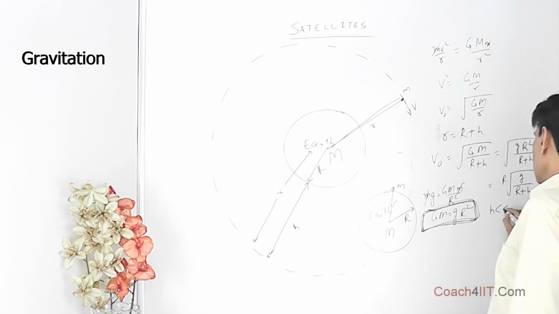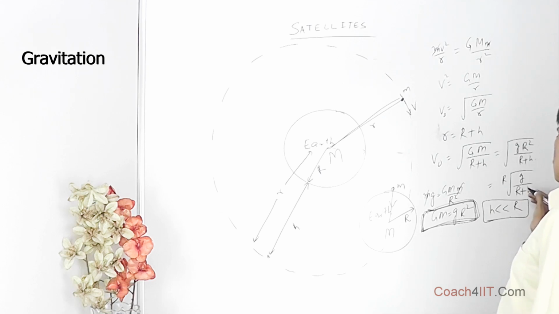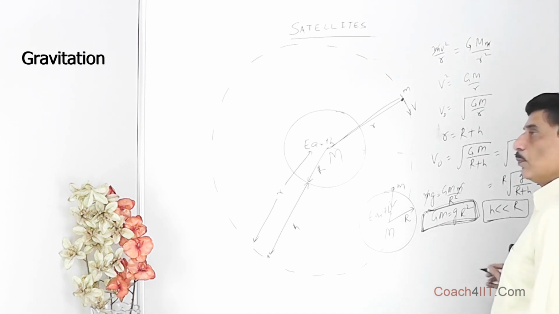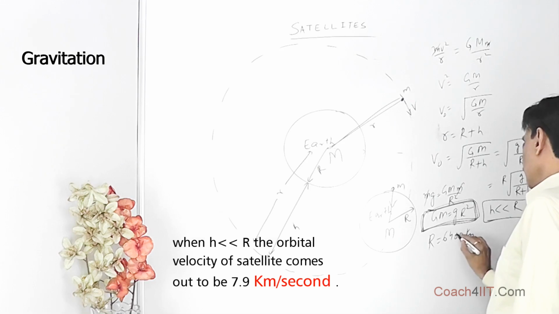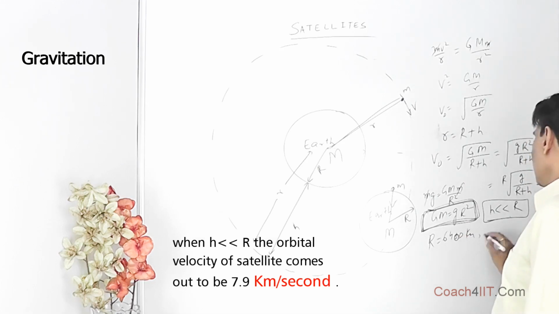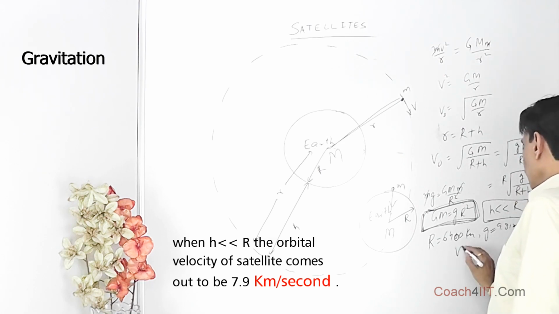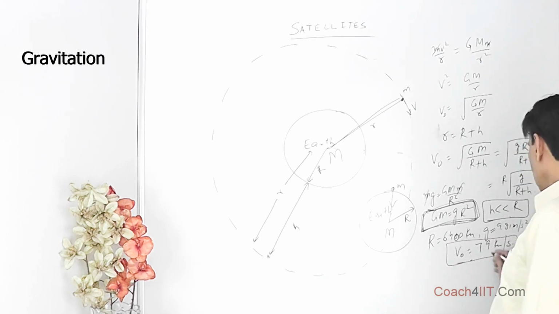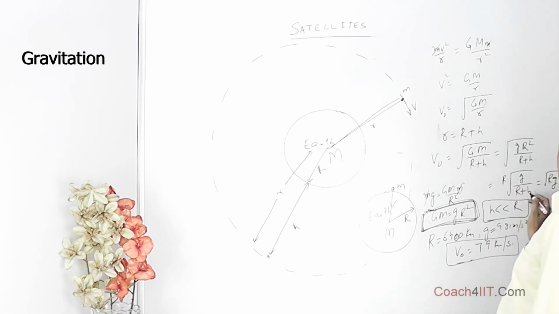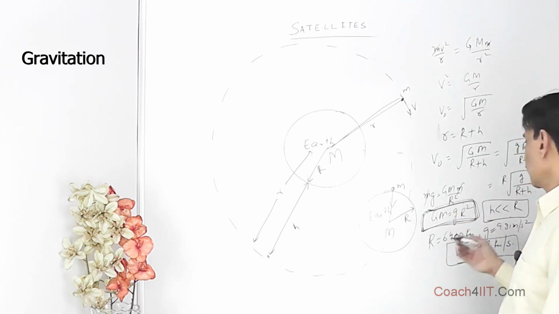If h is very small as compared to R, this becomes equal to R only. So this comes out to be under root Rg, and when you put the value of R, the radius of Earth, as 6400 kilometer, and g you take it as 9.81 meter per second square, then v orbital comes out to be 7.9 kilometer per second. And this is when h is very small as compared to R, that is around say 200 kilometer or so.